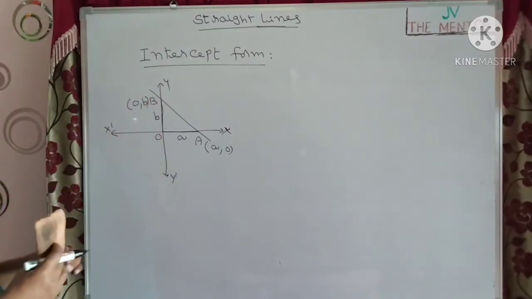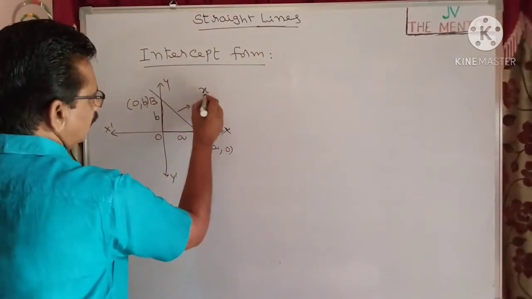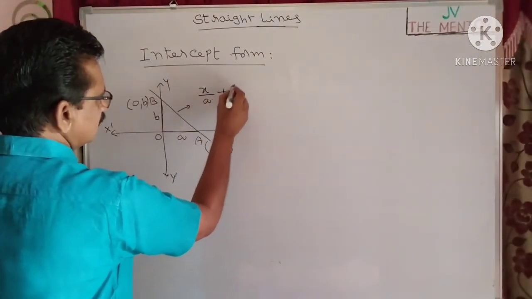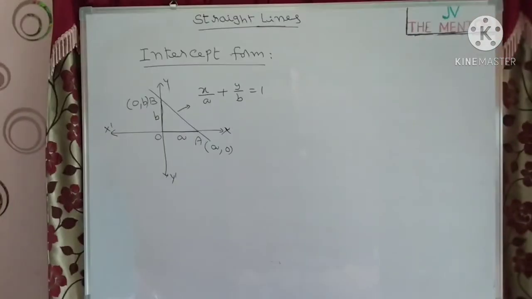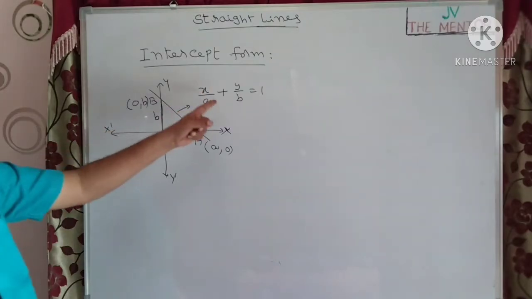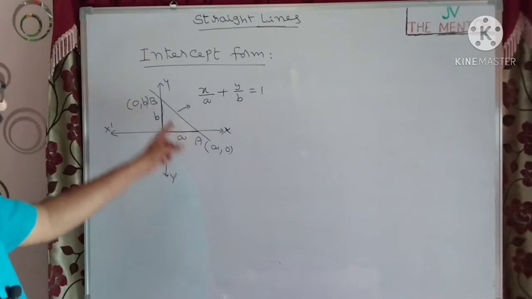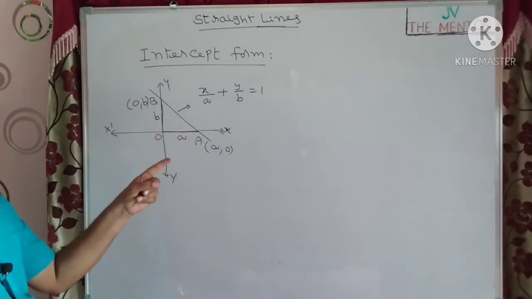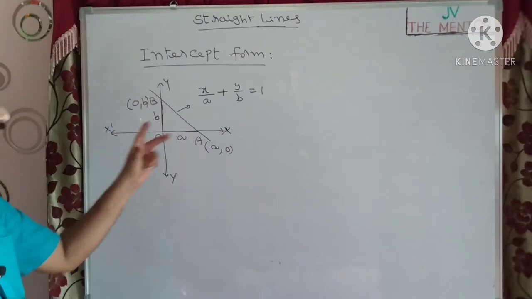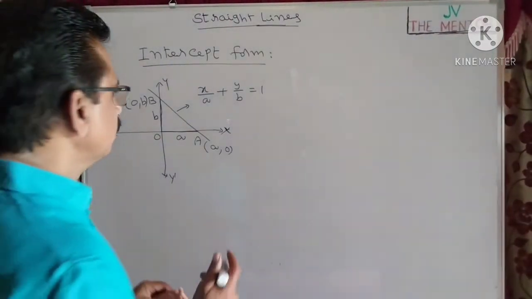Now the equation of this line is x by A plus y by B equal to 1. X by A plus y by B equal to 1. This is the equation of a straight line in intercept form. If the straight line lies in the second quadrant, then what is the equation of the straight line?